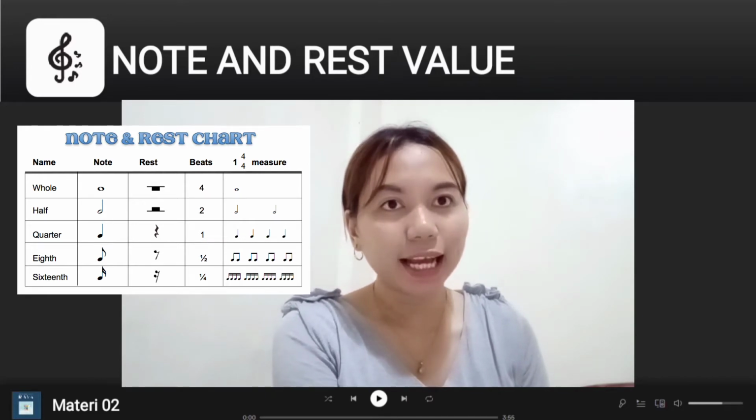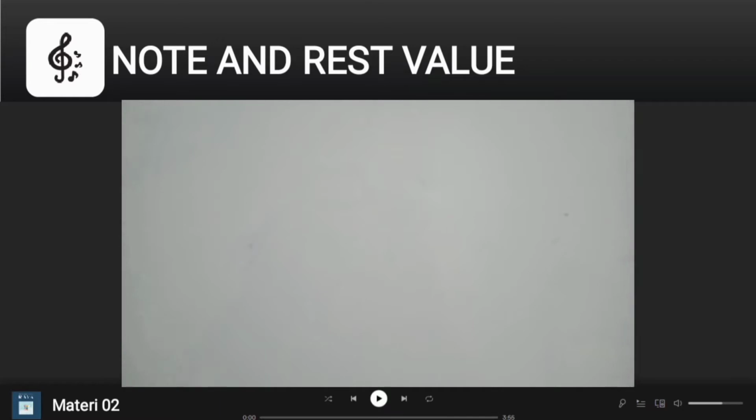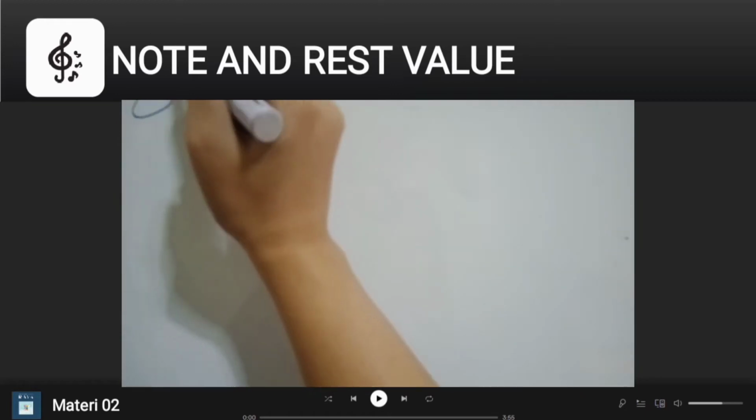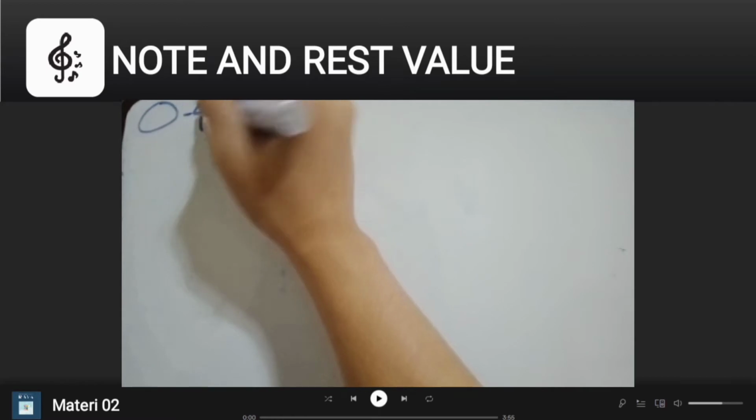So, para mas maintindihan natin, so, ito. Okay, so medyo magmamat tayo dito na, pero madali lang to. So, sabi natin kanina, ang whole note is equivalent to 4 bits.